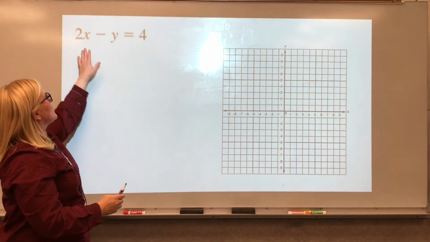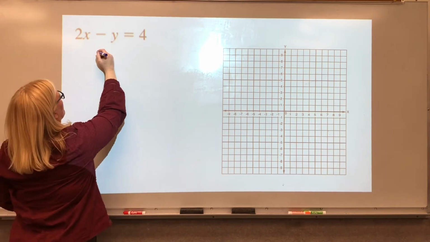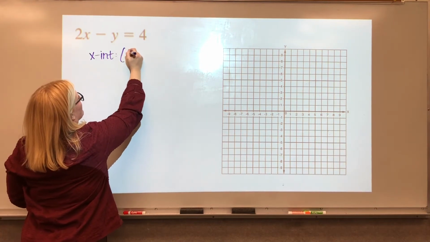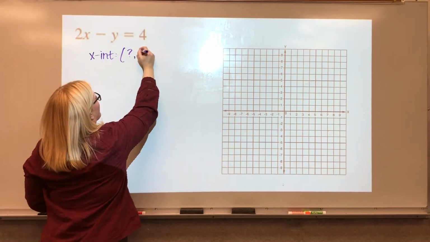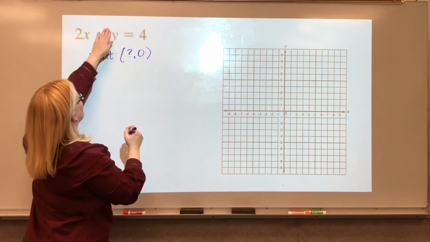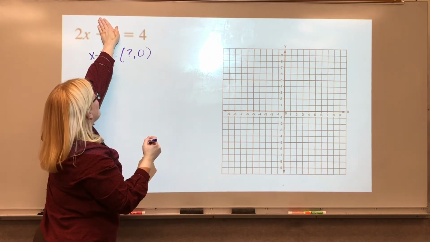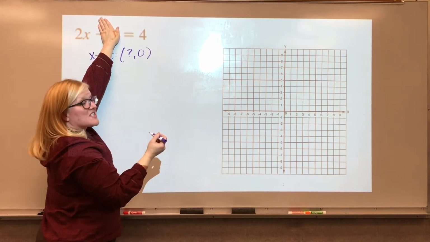Right, so we've got 2x minus y equals 4. If I'm looking for my x-intercept, that means I've got some value of x, it's crossing x somewhere, and y is 0. So if I plug in 0 for y right here, that's going to go away. I'm left with 2x equals 4, so x is 2.